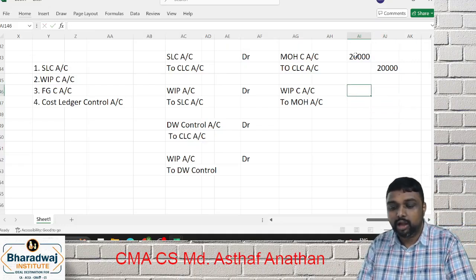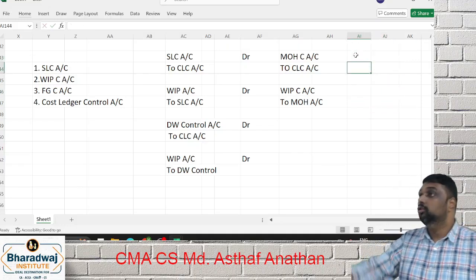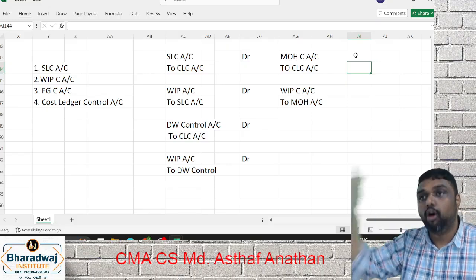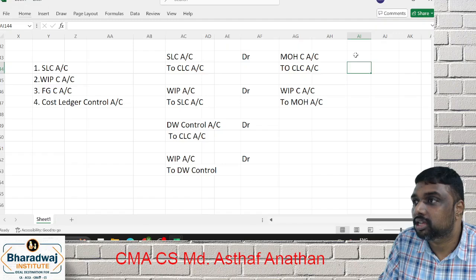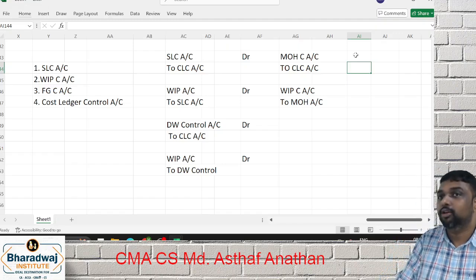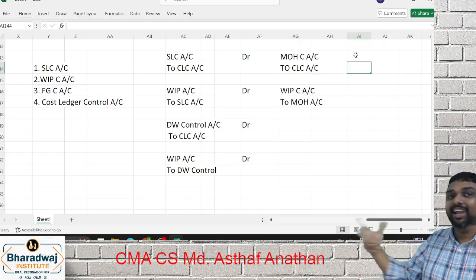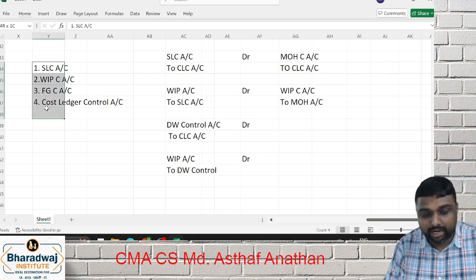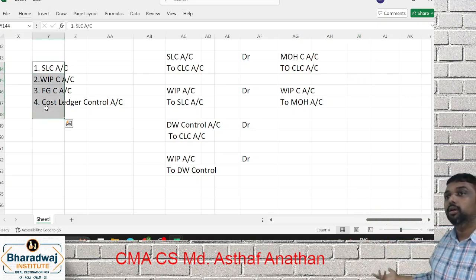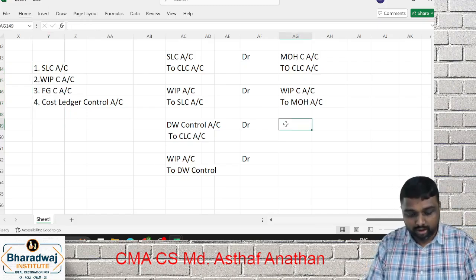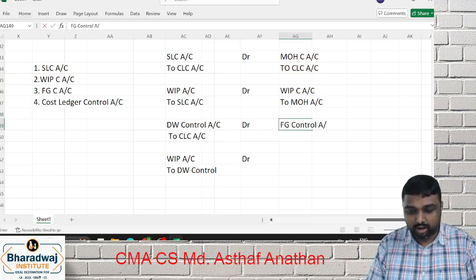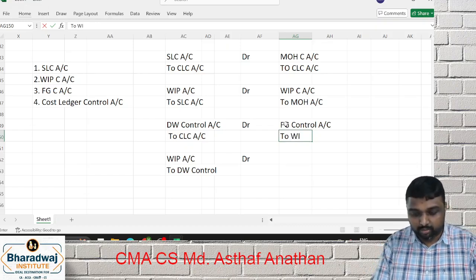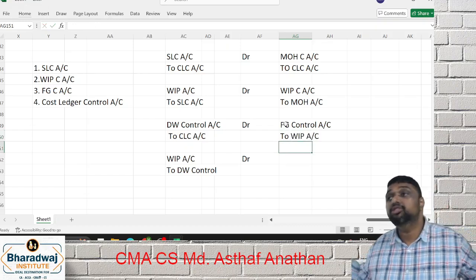Now in your production you got material, you got labor, you got overhead. Is anything pending for production? No, production is complete now. If you get everything, production is complete. Now tell me, if production is completed, in this ledger where will it go? Finished goods control account, to, from where it is going? Production, that is WIP. Now finished goods is ready.